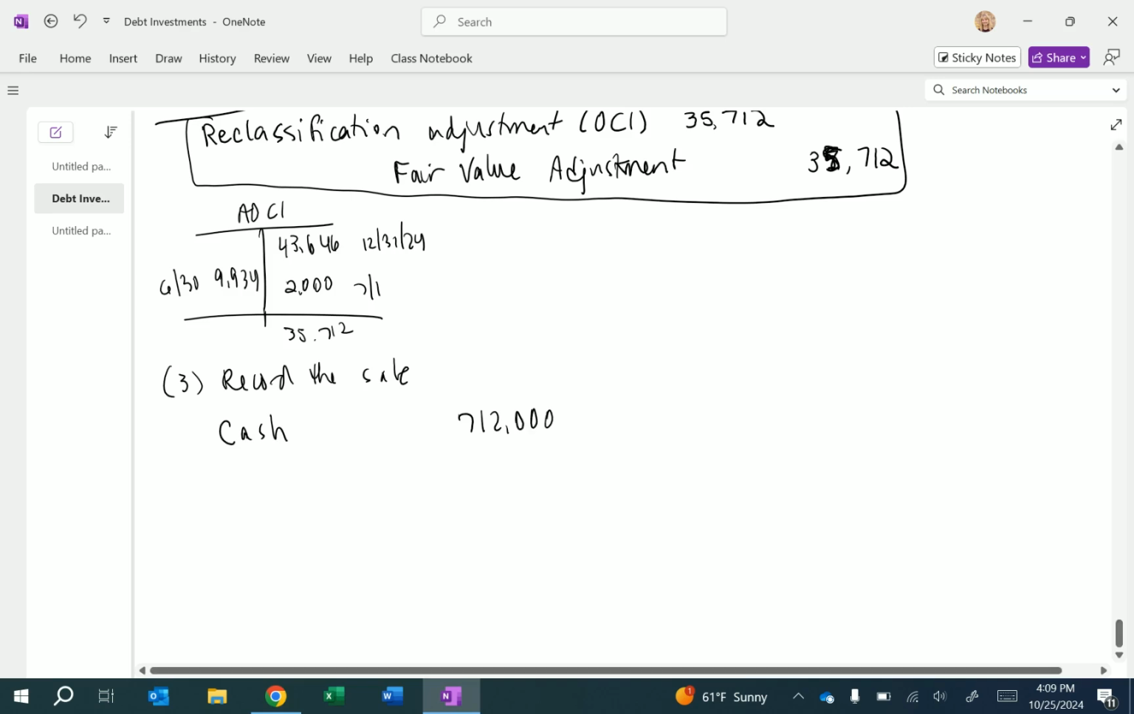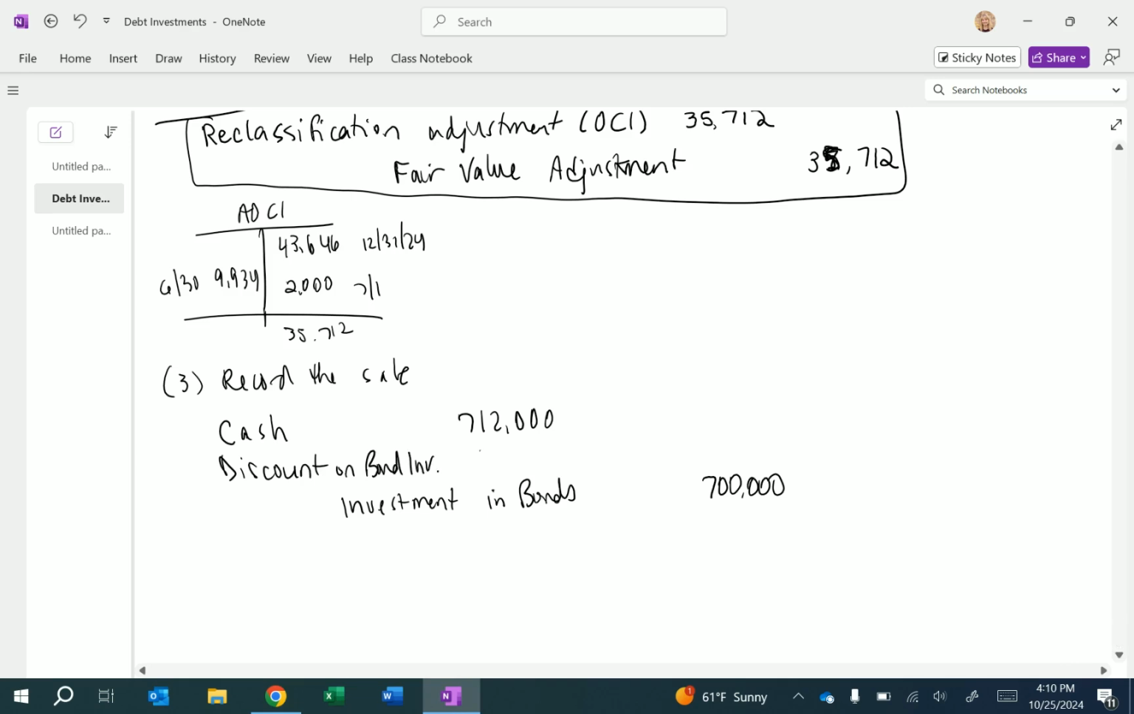We're going to need one more debit for the face value of $700,000. Eliminate its related discount account. So we're going to debit to eliminate the discount on bond investment account. The remaining balance was 23,712. And then our equation doesn't balance.